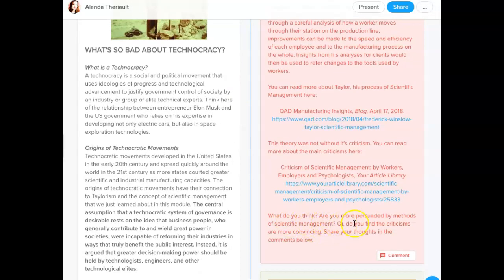And do take time to leave your comments about whether or not you are persuaded by the methods of scientific management, or do you find these criticisms listed in this article more convincing. So let's take a moment. I'll see you in a bit.